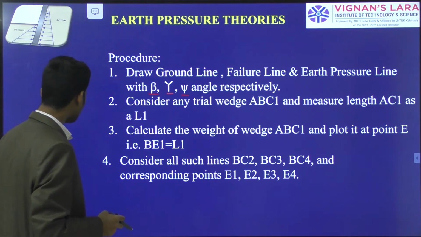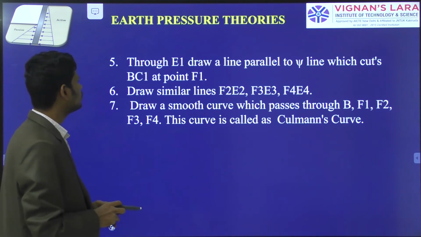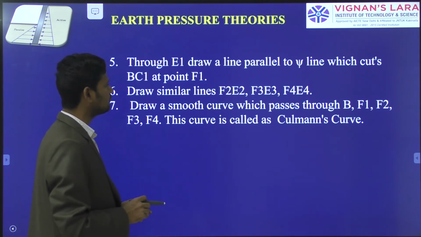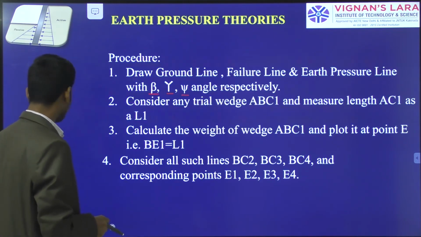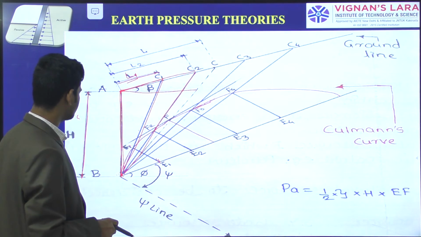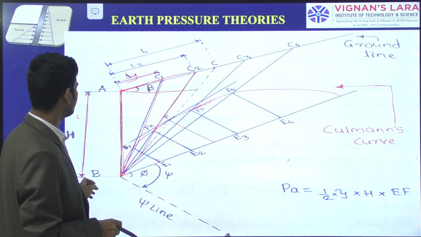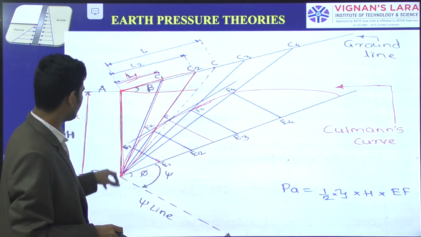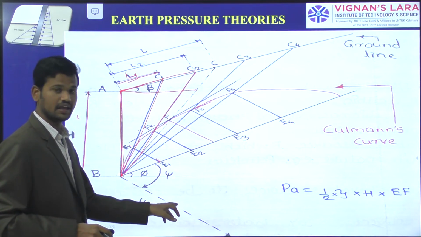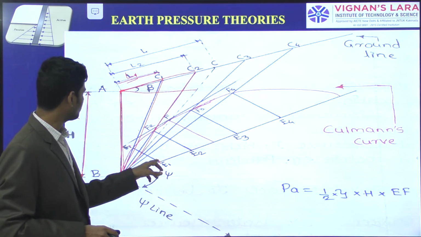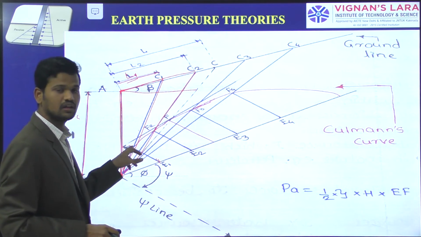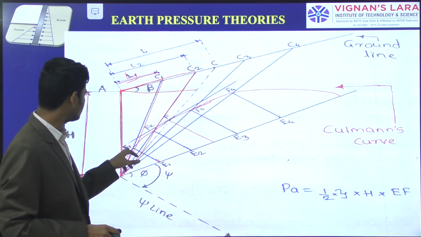graph. And next, if you come to the fifth point, through E1 draw a line parallel to the J line which cuts the BC1 at point F1. Okay, from this J line this is the point we have kept here. From this point, for this BC line we are touching one point, that is F1.